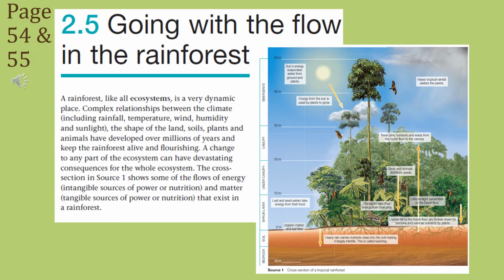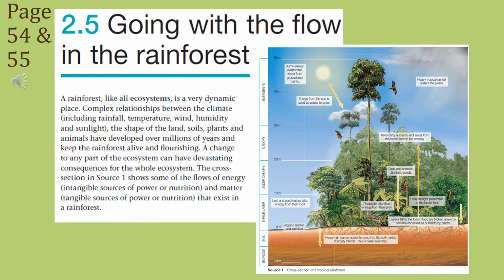A rainforest, like all ecosystems, is a very dynamic place. Complex relationships between the climate, including rainfall, temperature, wind, humidity and sunlight, the shape of the land, the soils, plants and animals have developed over millions of years and keep the rainforest alive and flourishing. A change to any part of the ecosystem can have a devastating consequence for the whole ecosystem.